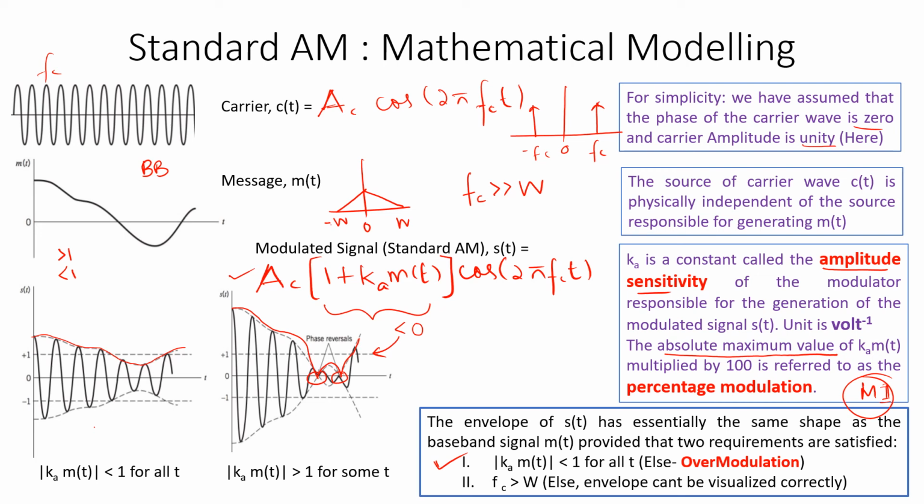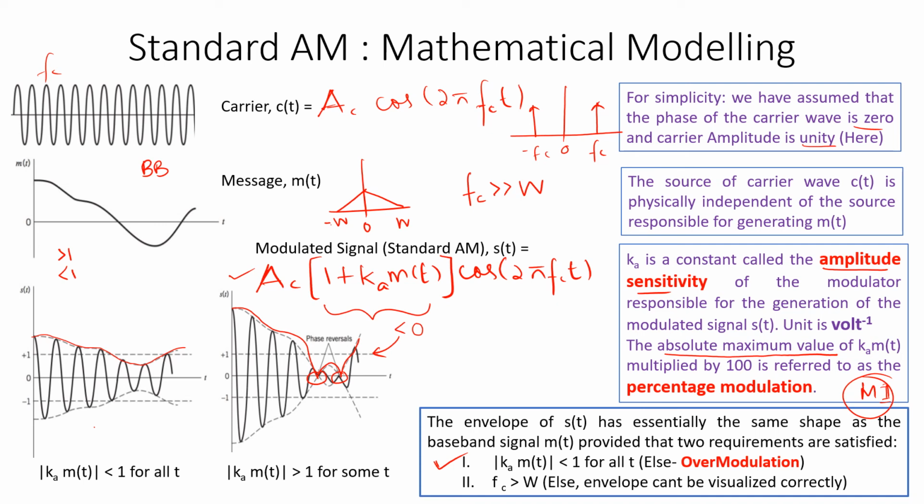And one more thing is, the carrier frequency should be much higher compared to the maximum frequency content in the message. Otherwise, the envelope won't be visualized correctly. This in detail we'll discuss when we discuss the spectrum of the AM signal.